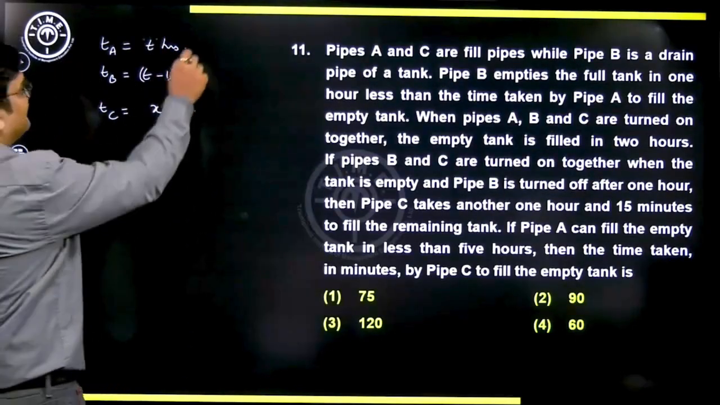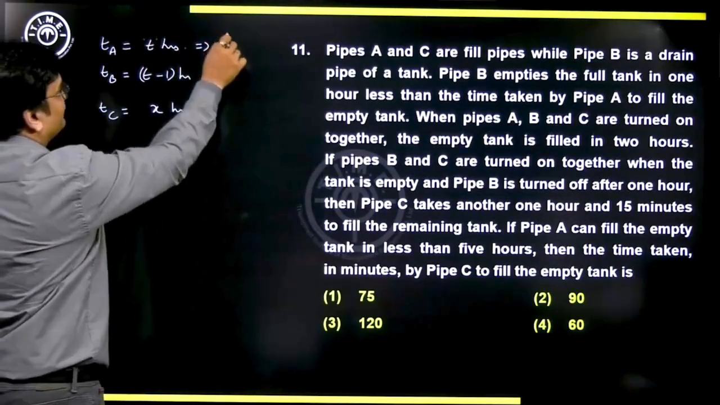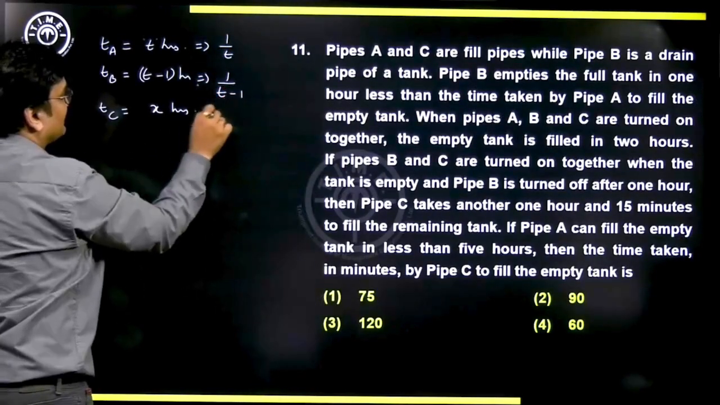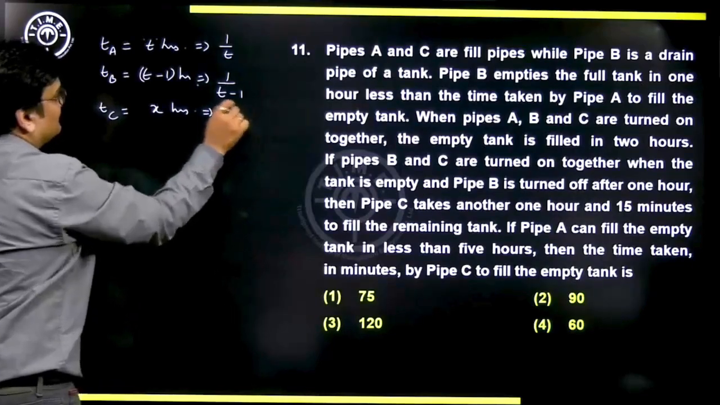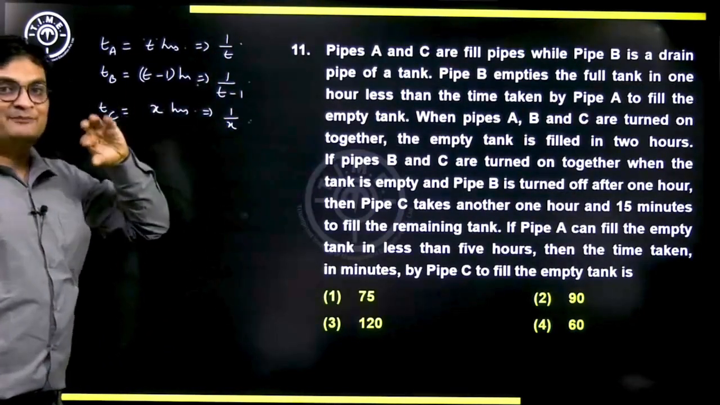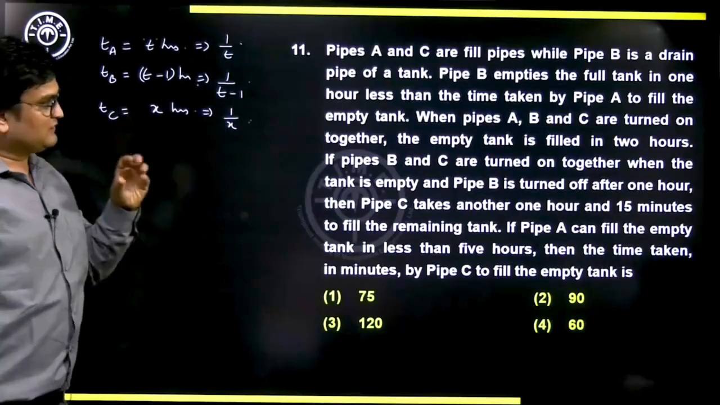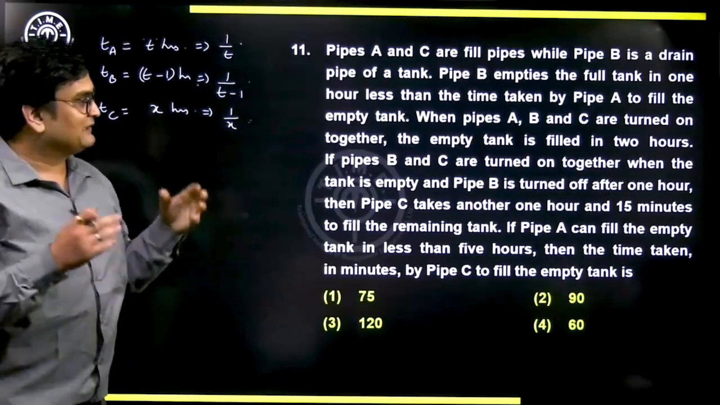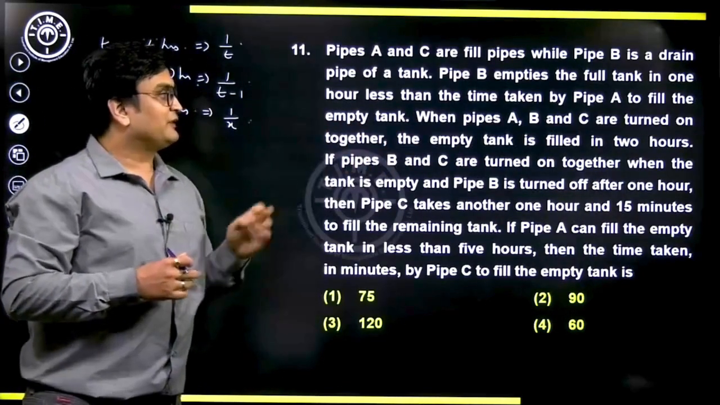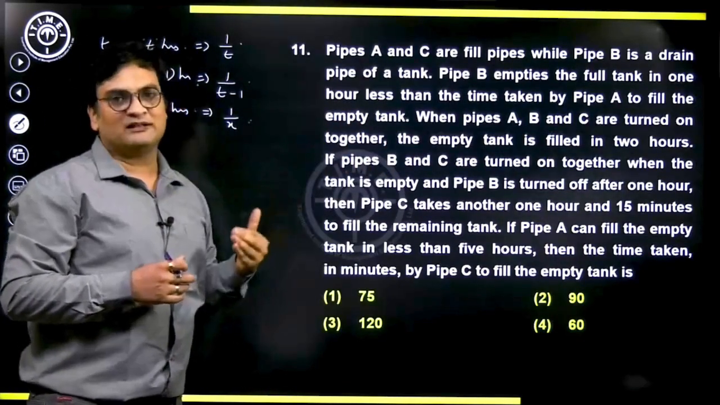So that means for A, for example, in 1 hour, it would fill 1 by T of the tank. Similarly for B and for C. Please note, these are the filling rates and this is the emptying rate which is given to us. Now it also says, when A, B and C are turned on together, the empty tank is filled in 2 hours.